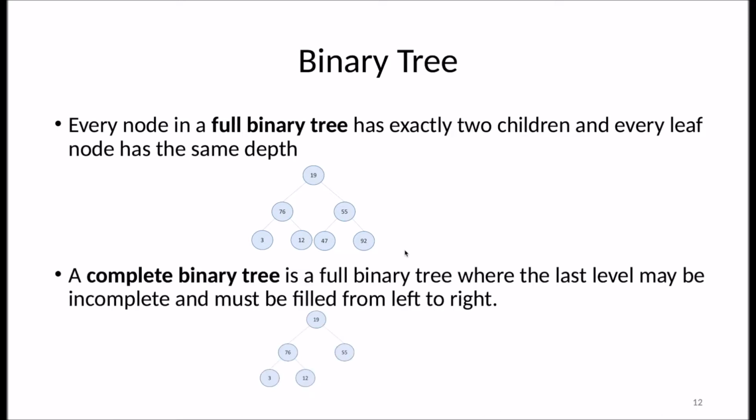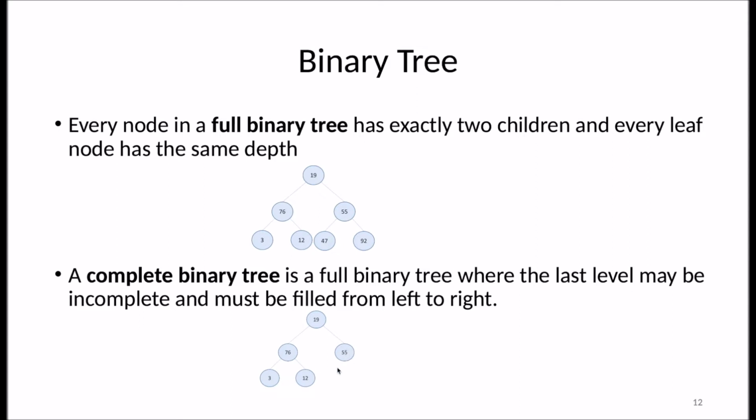There's also the notion of a complete binary tree. A complete binary tree is essentially a full binary tree, except the last level is not full. And the last level has to be filled from left to right. So if 76 would have just 3 and not 12, this would still be a complete binary tree. If 55 would have a left child, it would also be a complete binary tree.